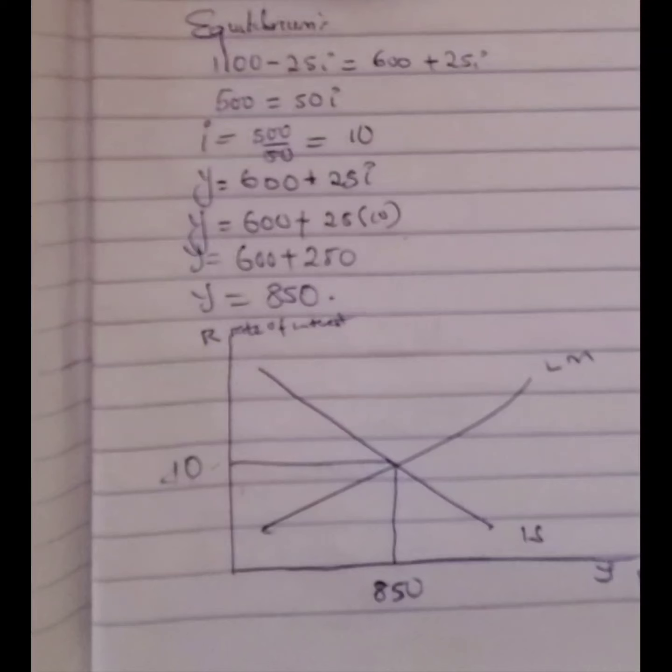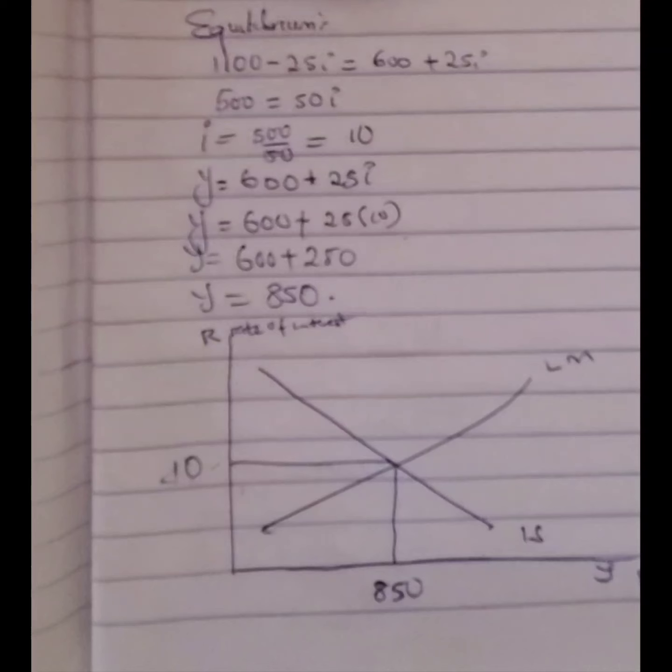So we're going to pick the LM curve because that one has smaller values. So I have 600 plus 25 into brackets 10. That is 600 plus 25 times 10, which should give us 250. So the final answer for y is 250 plus 600, that is 850. So we have 850 output. So that is the equilibrium.